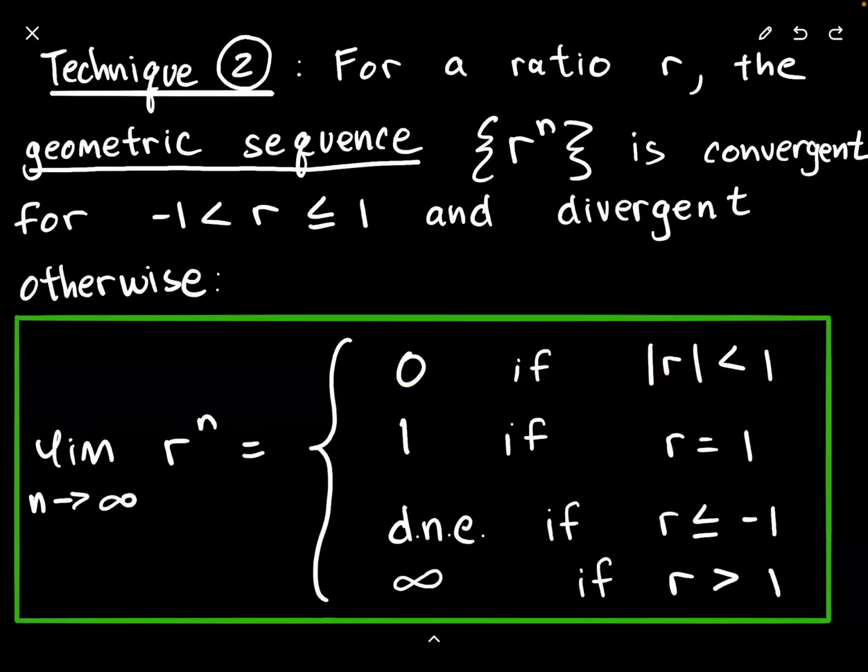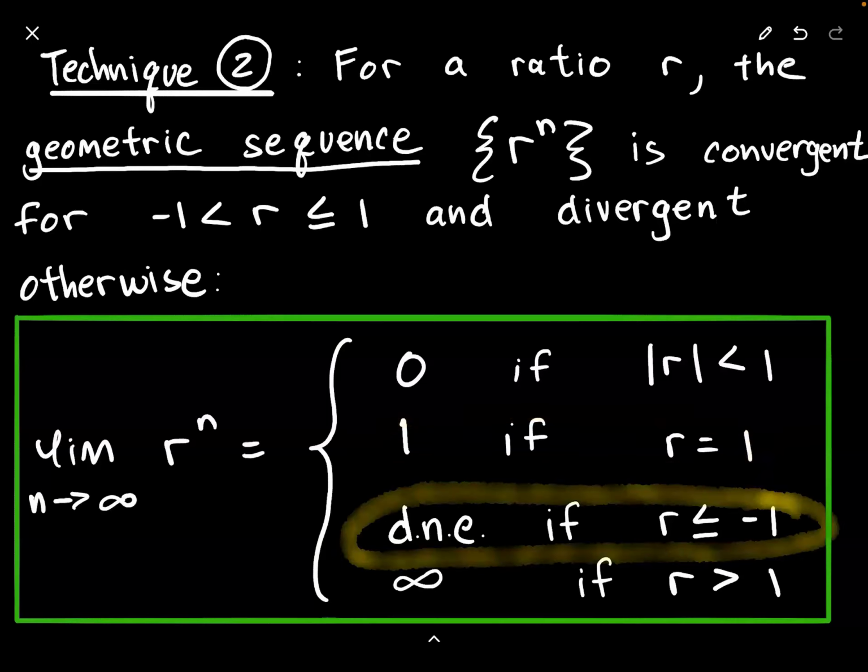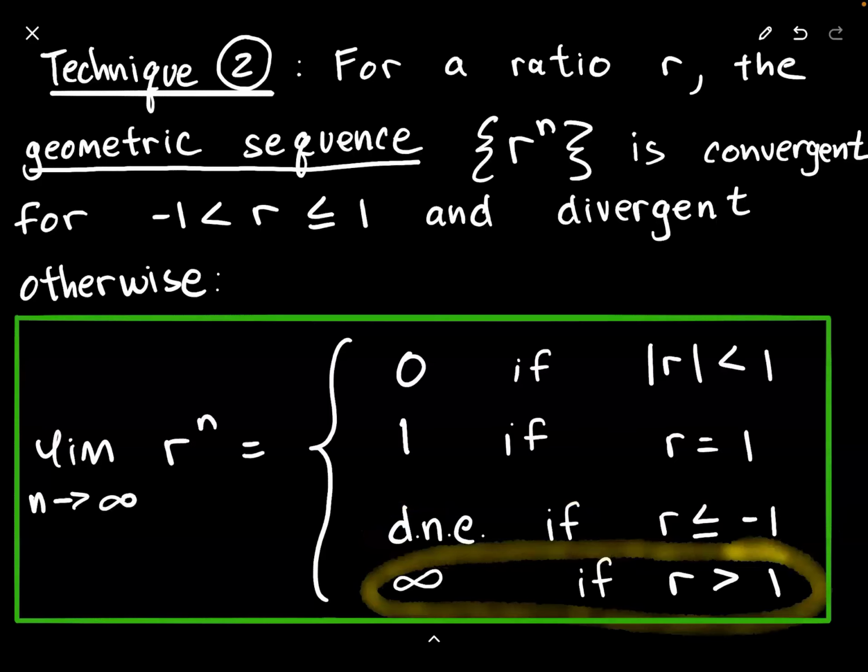If r is just equal to 1, then every term is just 1, so the limit of the sequence is 1, and it's convergent. If the ratio is less than or equal to minus 1, then it will keep oscillating between negative and positive values, so the limit will not exist, and the sequence will be divergent. And finally, the sequence is also divergent for ratios greater than 1. In that case, the limit is unbounded, and the sequence is divergent.